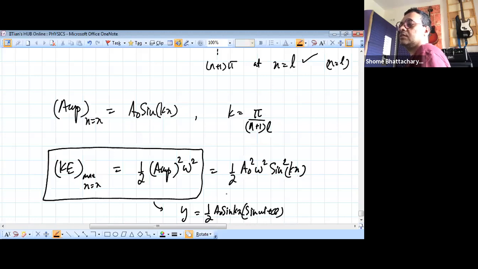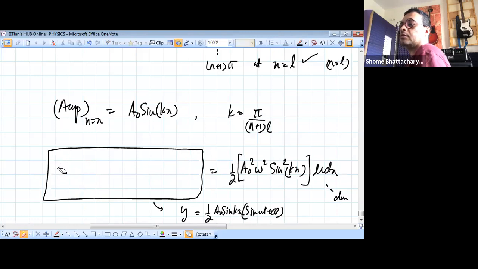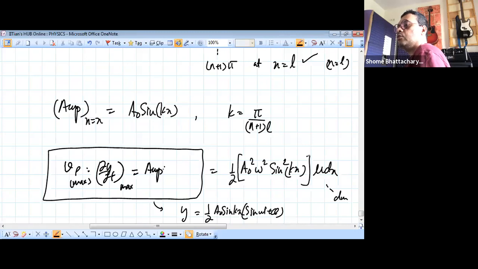So its speed is this into mu dx, that is the mass. So this term is dm by 2 into, so you can think of it like maximum kinetic energy, or think of it like this, that the maximum speed at a point, particle speed the maximum value. That is del y by del t, the maximum value at a point is amplitude into omega. So that is E naught sine kx into omega. So this becomes the kinetic energy at a point.